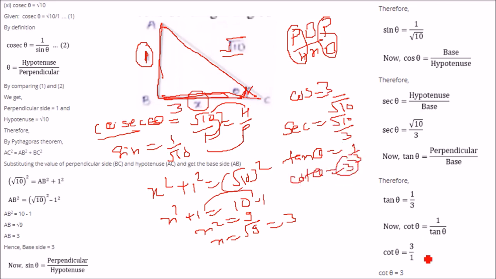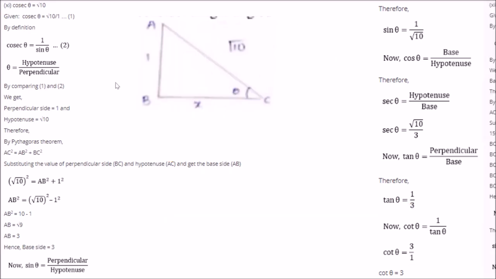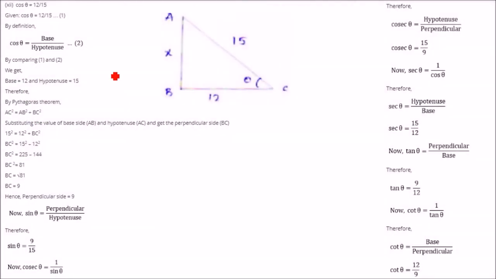Take the reciprocal of this, 3. These are the values. So I hope all these are almost similar, so you'll be able to do it.